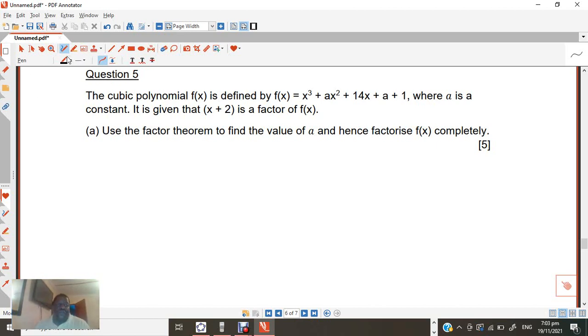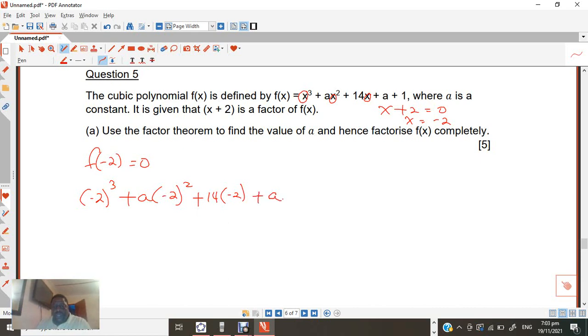All right, so let me just bring in color here. When we say x plus 2 equals 0, then x equals negative 2. So that means f of negative 2 should give you 0: everywhere you have an x, you replace it by negative 2, and you get 0. So that creates a very interesting concept. You have negative 2 cubed plus a, then negative 2 squared, plus 14, then negative 2, plus a plus 1. Well, this should give us 0.